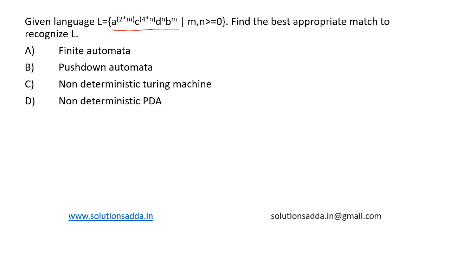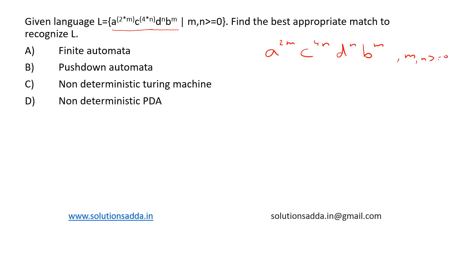So from the language, we can understand that the number of a's will be 2 times m. The number of c's will be 4 times n. The number of d's will be n, and the number of b's will be m, where m, n are greater than or equal to 0.